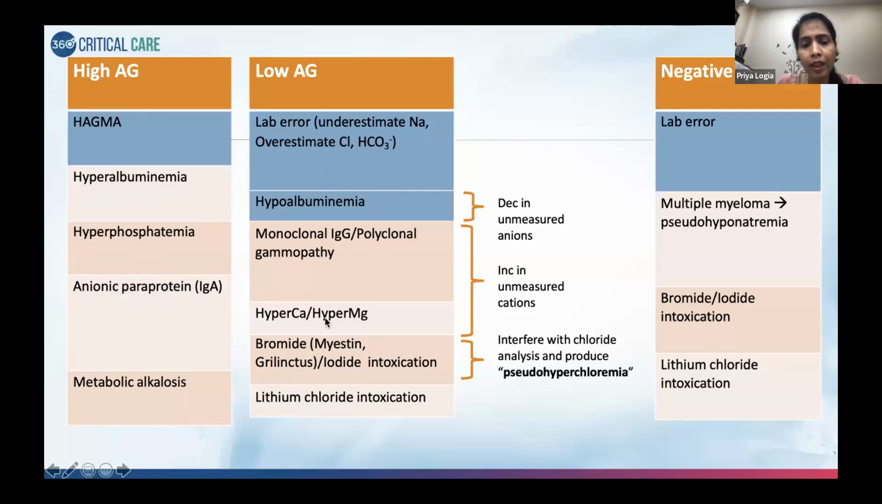So when you're talking about low anion gap, remember immunoglobulins. So monoclonal IgG, immunoglobulins can be one of the reasons. Bromide, lithium, iodide, hypercalcemia, hypermagnesemia. These are the reasons, okay. And lab errors causing hyperchloridemia or underestimating the sodium. So this is the reason for low anion gap. Negative anion gap, almost the same conditions: multiple myeloma, bromide, iodide intoxication, and lithium chloride intoxication.